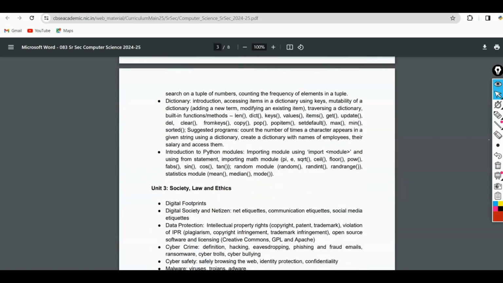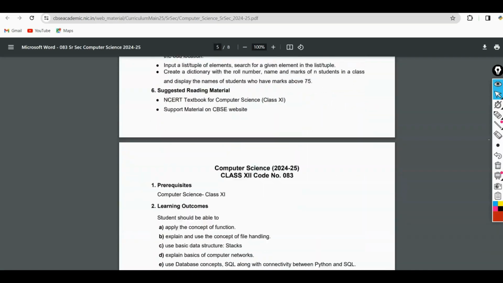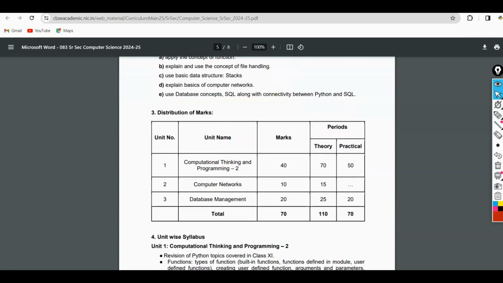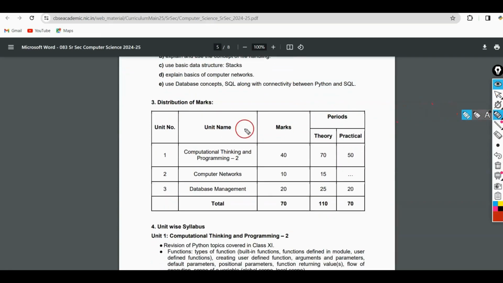Okay, now we can move on to the class 12 standard. Here we have the distribution of marks as given. As we have studied computational thinking and programming part 1 in 11th standard, here in 12th standard we have unit 1 as computational thinking and programming part 2, and it comprises 40 marks. Unit 2 is computer networks and it comprises 10 marks, and unit 3 is database management and it comprises 20 marks, as usual 70 marks in total. Okay, the remaining 30 marks are for your practicals.